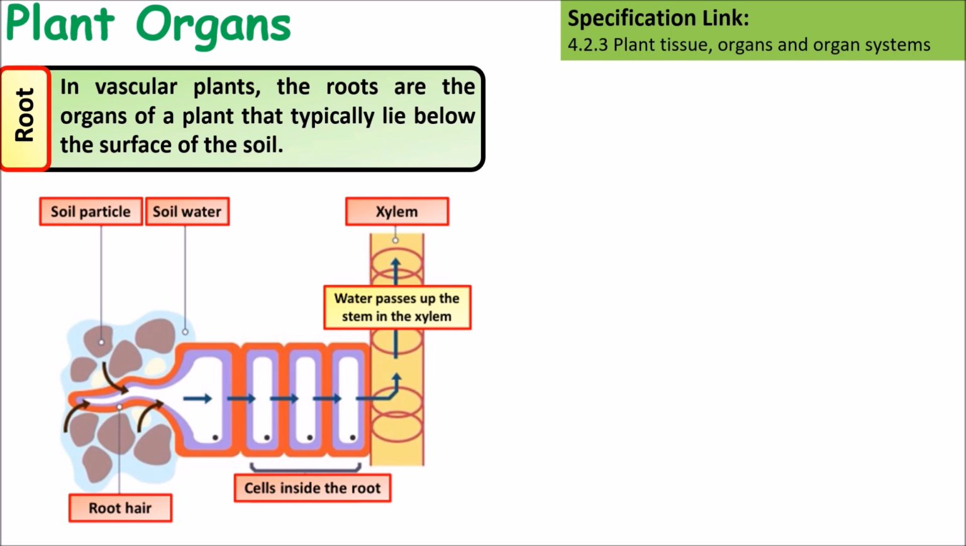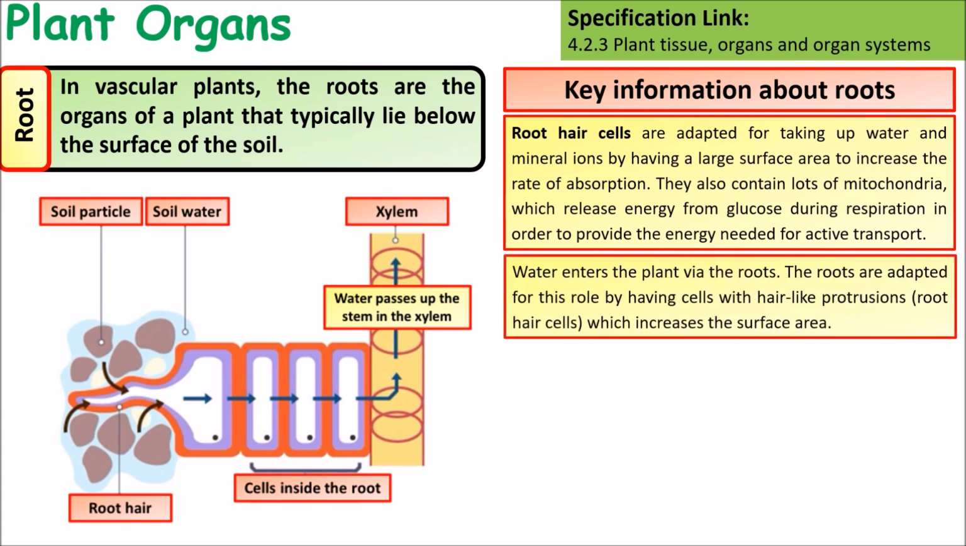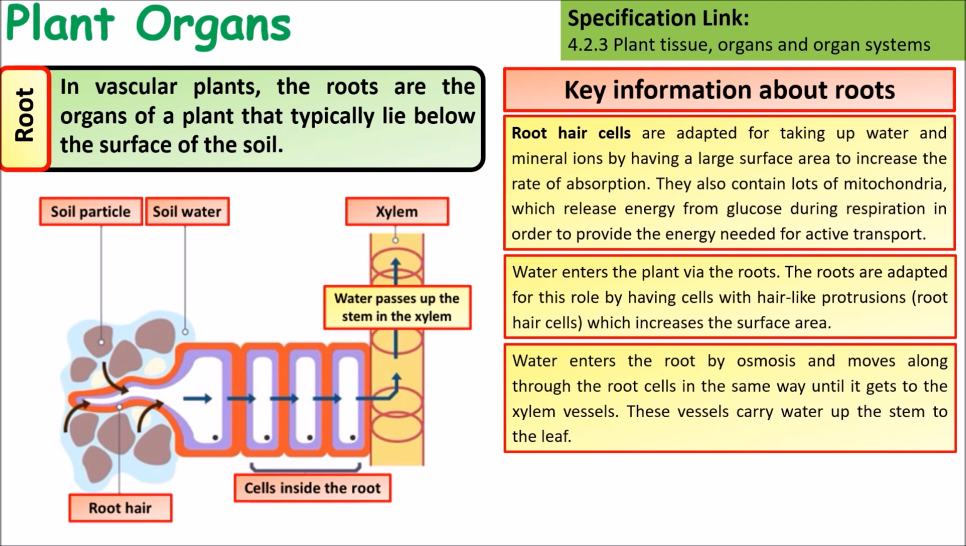In vascular plants, roots are typically below the surface. So root hair cells are adapted for taking up water and mineral ions. They have a large surface area that increases the surface that absorption can take place. They contain a large amount of mitochondria, so they can actively transport minerals out of the soil into the root. So water enters the plants via the roots. So the roots are adapted to this. And the way that water is entering them is by osmosis. So water is going from an area of high concentration around the root to an area of lower concentration within the root.